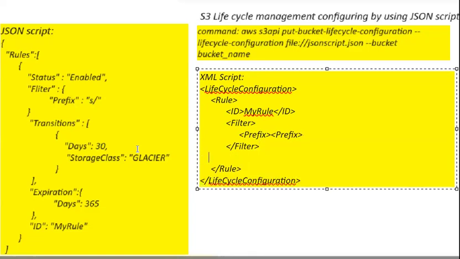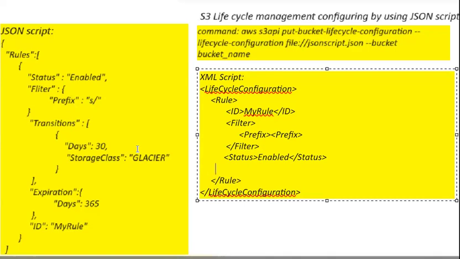Now I want to provide transitions. How to provide transitions? First I want to enable. So in order to enable, write status as enabled. So now after you run it, your lifecycle management will be enabled.